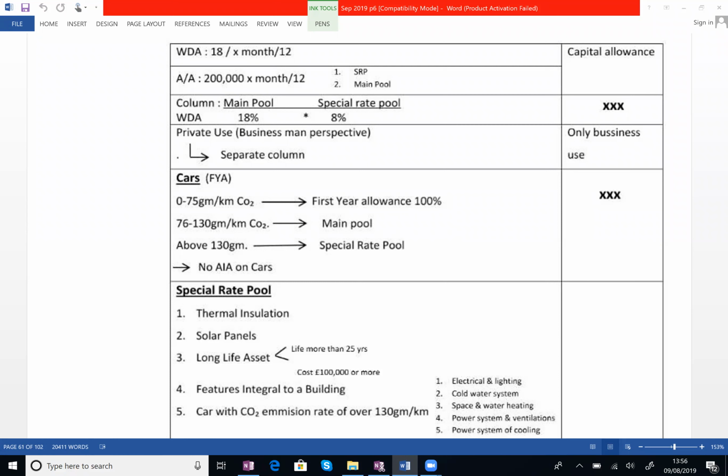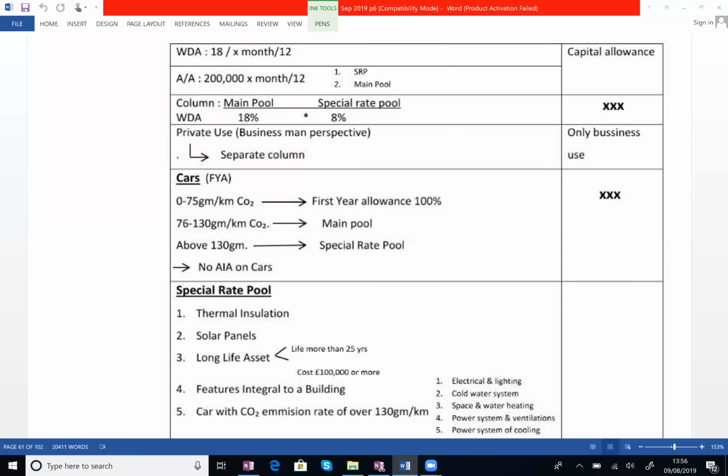So there are three types of car. First car is 0 to 50 gram low emission car, always first year allowance FYA 100% available. Second car is 51 to 110 gram carbon dioxide, included in the main pool. And third is above 110, high emission car.